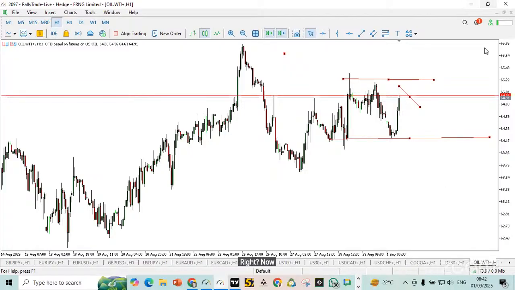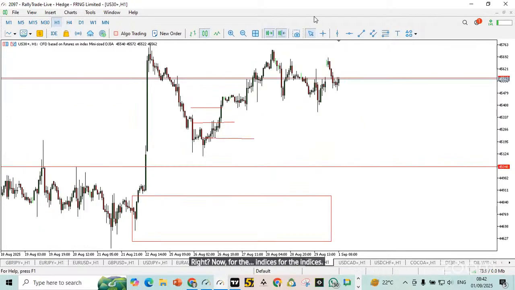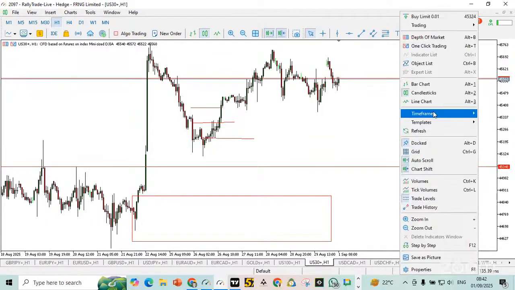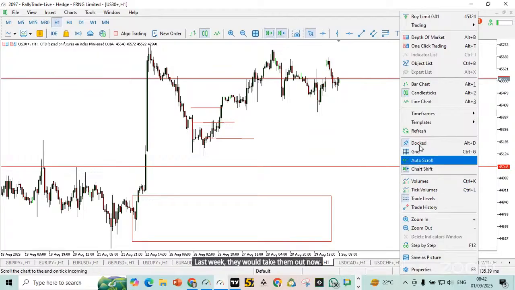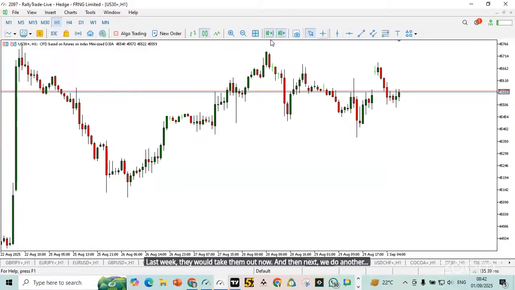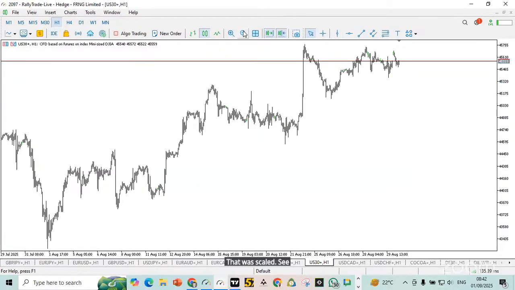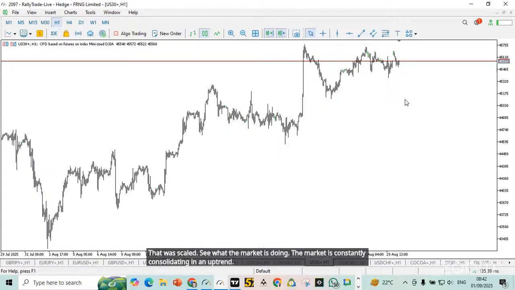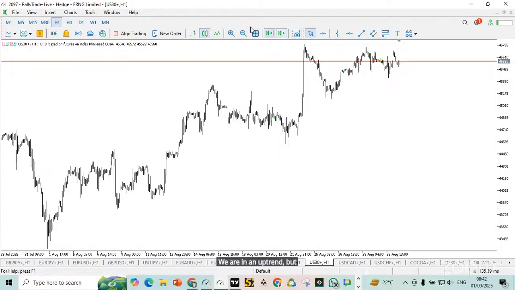Now, for the indices, I start off with US 30. These are the levels we marked last week. Let me take them out now, and then we do new levels again to see what the market is doing. The market is constantly consolidating in an uptrend. We are in an uptrend, but it's largely consolidating.